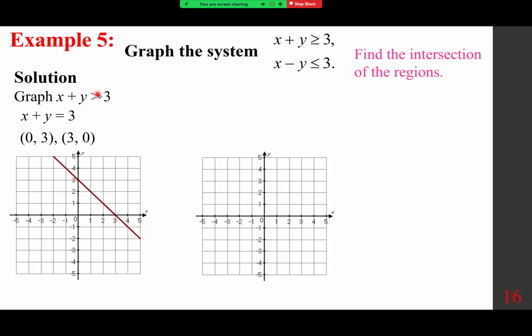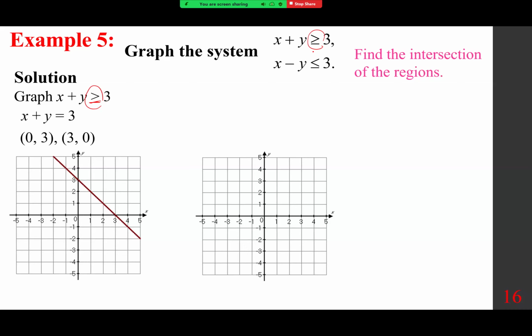Actually, this has the equality, so it becomes a solid line. This has the equality, everybody. So we do have the solid line because it did have the equality. I can't emphasize this enough. This is greater than or equal, so it's a solid line.